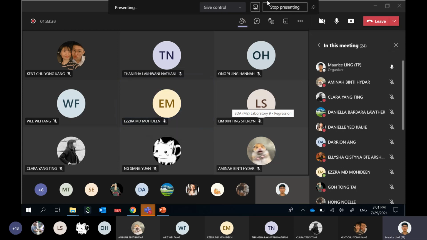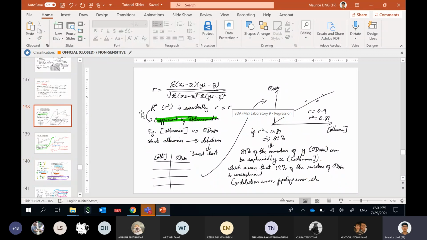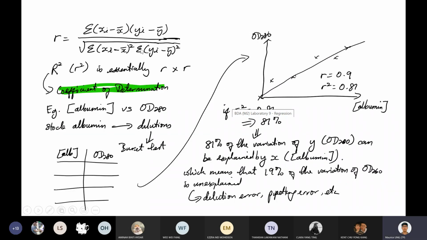Because if you look at the equation, does it matter which one comes first? Which one is X, which one is Y? It's A times B equals B times A. Okay, yeah.